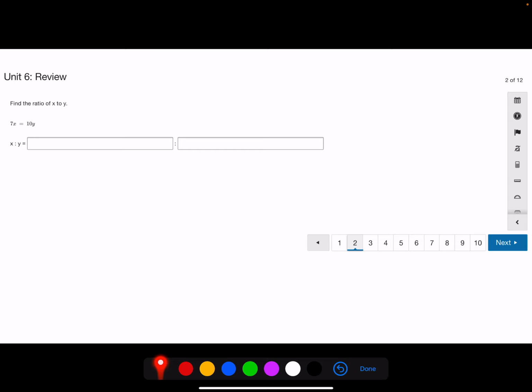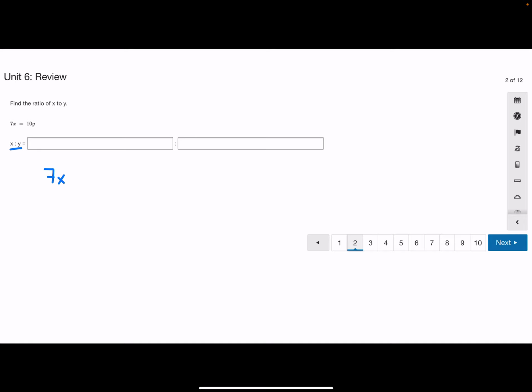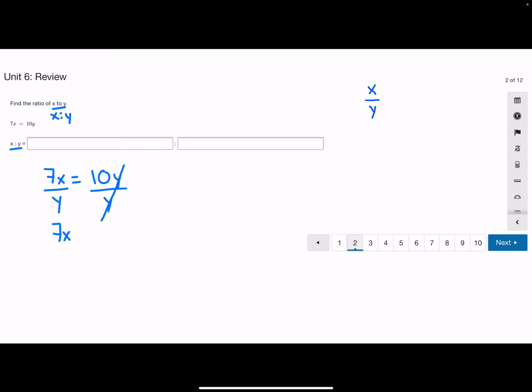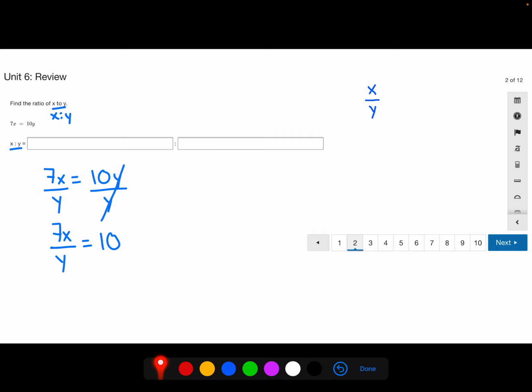Find the ratio of x to y. So we have 7x equals 10y. Now, for this problem, again, it gives us the ratio of x to y, which means that our fraction will be x over y. So our end goal is to have x over y in our final answer. And that needs to be on one side of our proportion. So the first thing I'm going to do is I want to get this y underneath the variable x. So I divide both sides by y. That'll leave me with 7x over y equals 10.